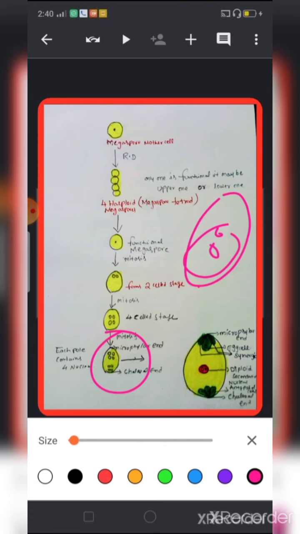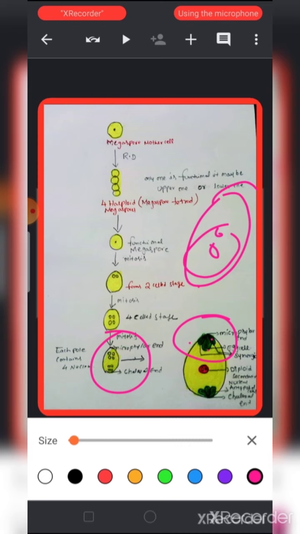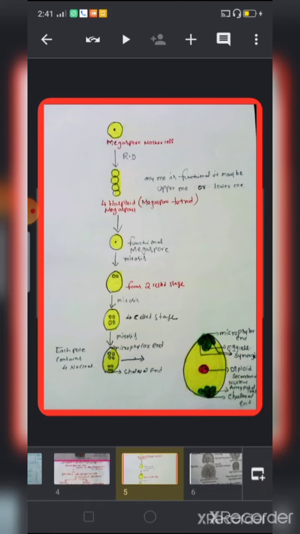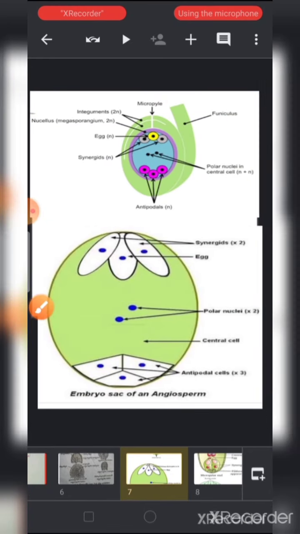Next, coming to the micropylar end, the 3 nuclei of micropylar end are surrounded by the plasma membrane and form egg apparatus. This egg apparatus contains egg cell and 2 synergids. And next, coming to the chalazal end, 3 nuclei of the chalazal end are surrounded by plasma membrane and form 3 antipodal cells.